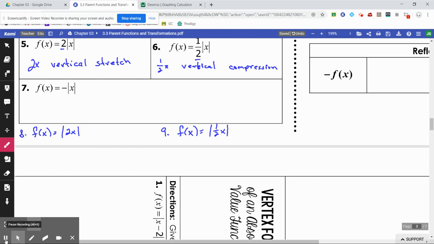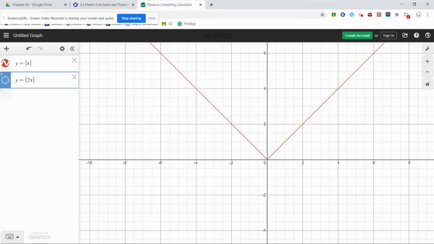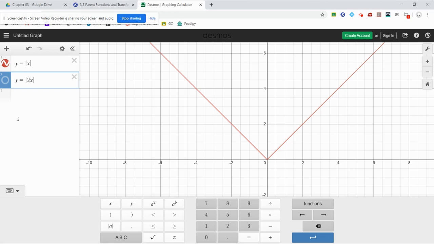But let's go over there and let's change our graph up to C. Okay, so we come over here and again we see our original graph, and notice where I put the 2 this time. I put it inside with that x right here. So what happens when I take and I multiply my x by 2?